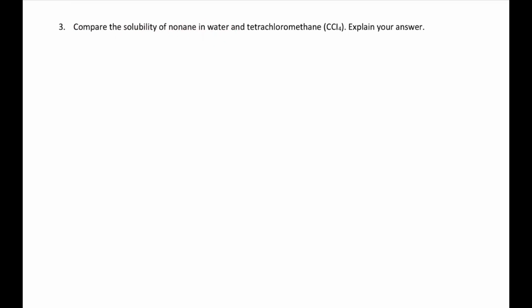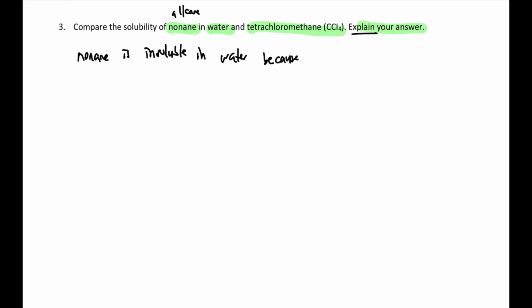Okay, next question. Compare the solubility of nonane in water and tetrachloromethane. Explain your answer. Okay, basically, nonane is alkane. Alkane in general, nonane is insoluble in water. Explain, right? Because they cannot form hydrogen bond with water. As simple as that.